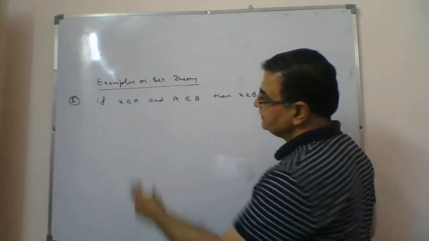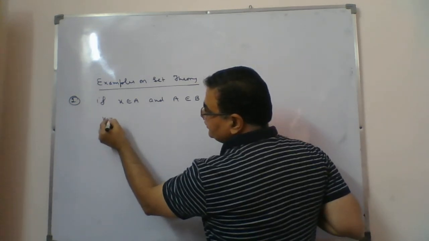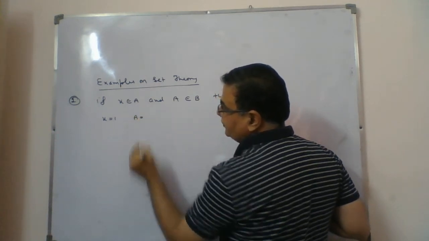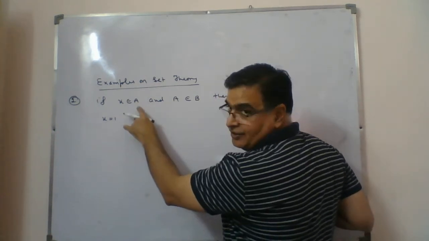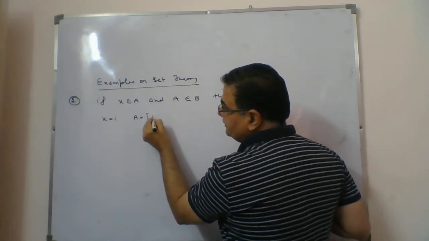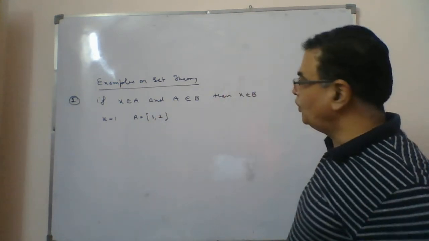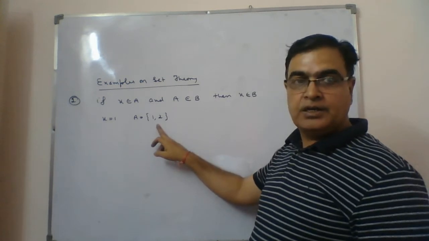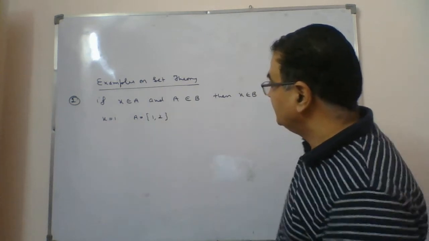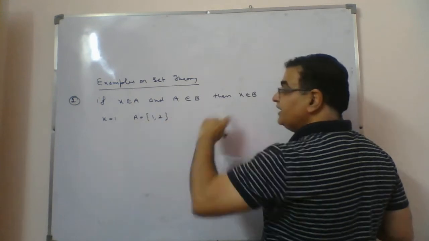So here in this case, X is some element of A. So let me take X is 1. Then A will be some set. A must be a set here. X will be an element. Now A must be a set that has this element. So let us take A as 1, or 1 comma 2, whatever you want to take. So I have taken A as 1, or 1 comma 2, or 1, 2, 3, whatever. But this should have this element. Then it says A is an element of B. Means this set is an element of B.